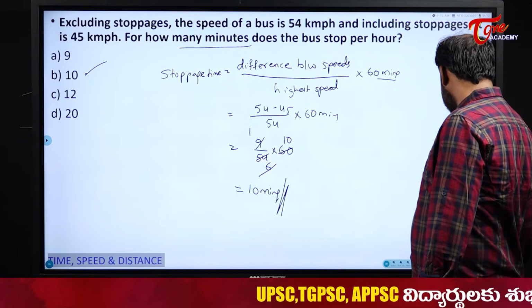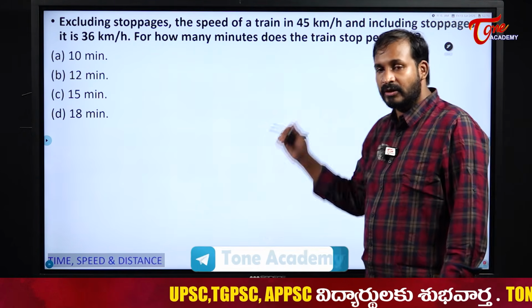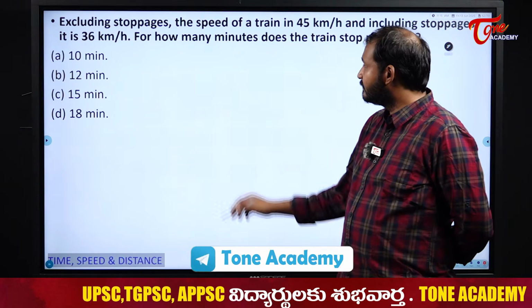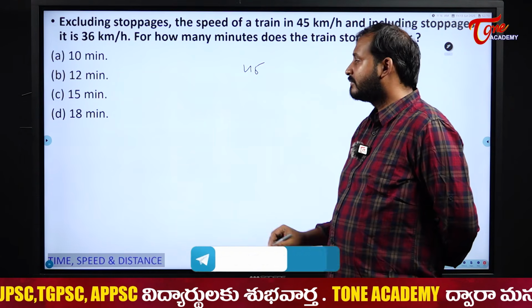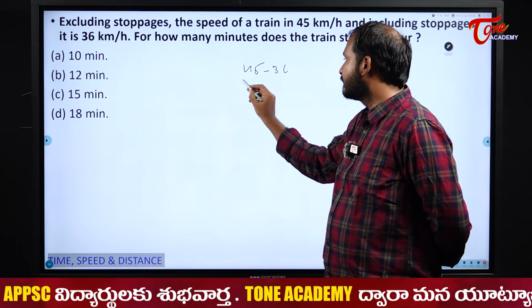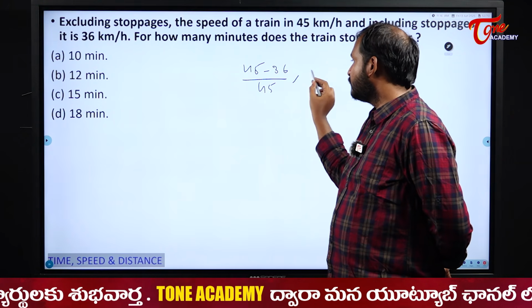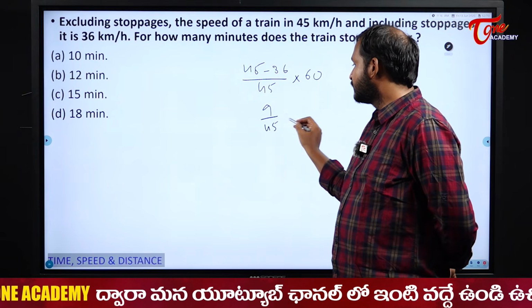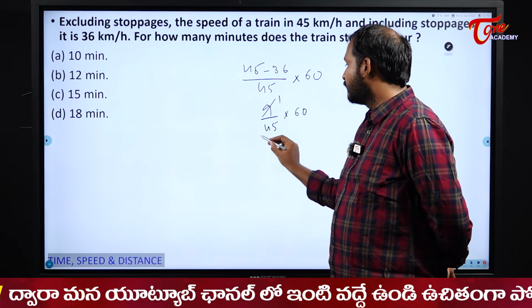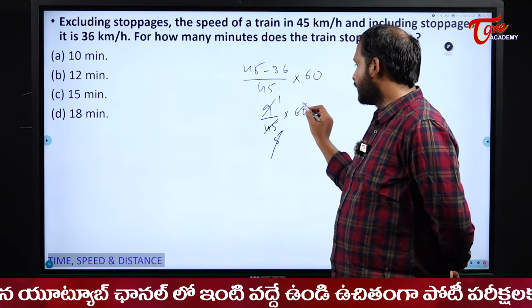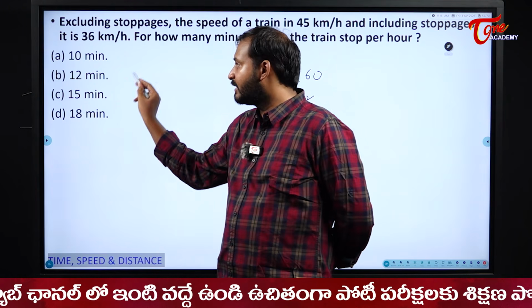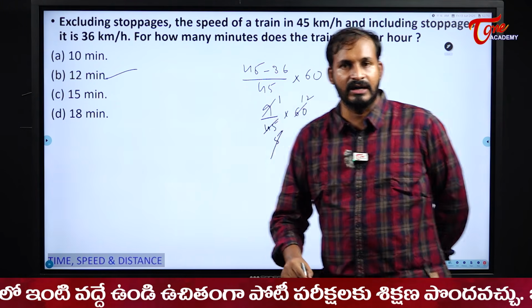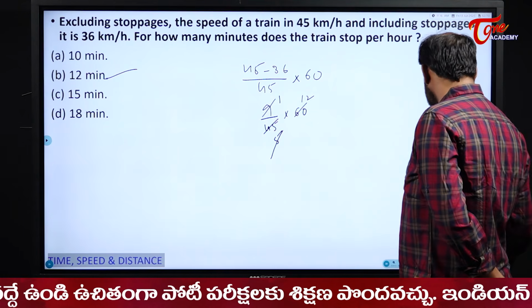Okay. Next one. Same one. Pause the video and try to get the answer. Similar one: 45 minus 36 by 45 into 60. So this will become 9 by 45 into 60, which will become 12 minutes. That means the train is going to stop 12 minutes for every 1 hour.